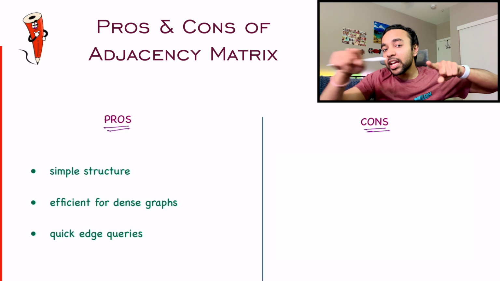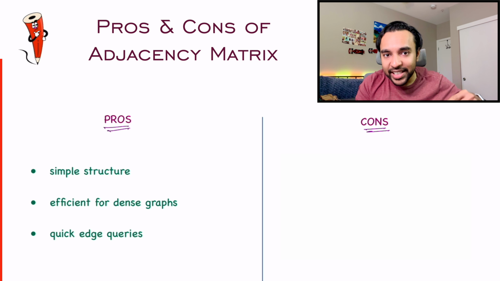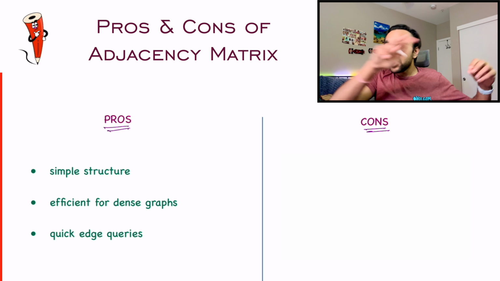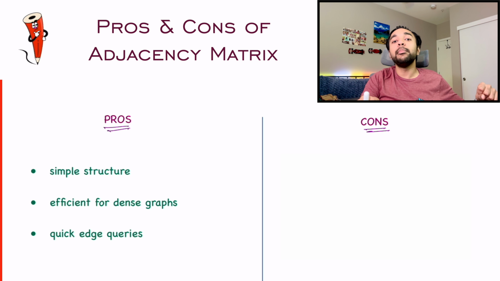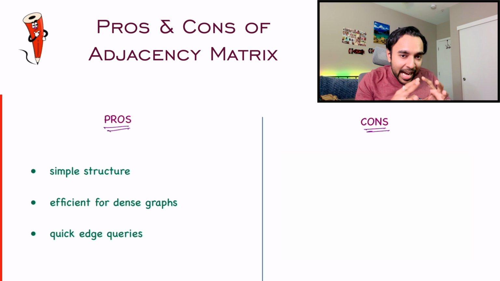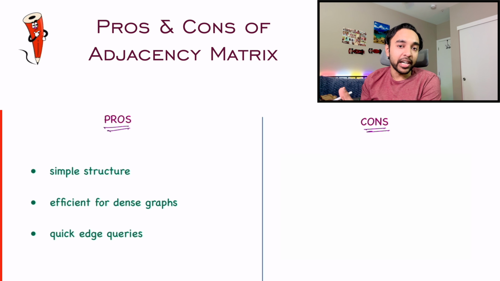You are able to make all of these connections very easily, and you can make so many quick queries as well. If I ask you, hey, is there a connection between these two nodes? You can simply go to this value and tell me yes or no. So this is the order of one operation. And that kind of sums up why you would actually try to use an adjacency matrix.